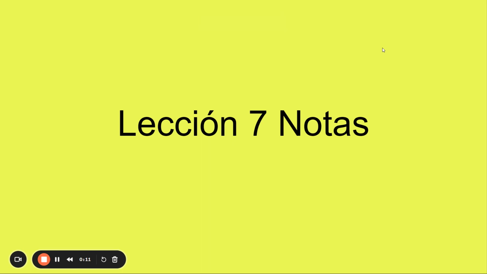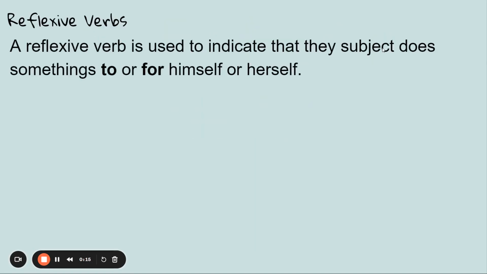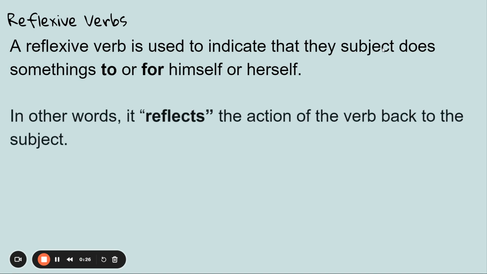Lección 7, Notas. Reflexive verbs. Reflexive verbs are used to indicate that the subject does some things to or for oneself. Okay, so it's like looking at a mirror and you can see that you're doing that thing to yourself. It reflects the actions back to yourself. So I wash my own face.